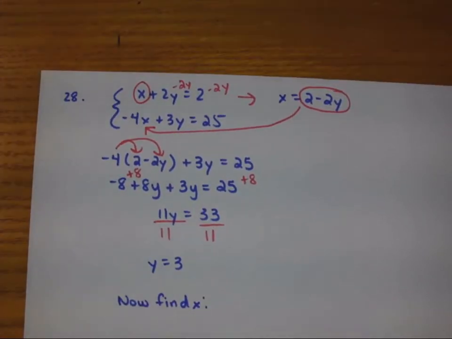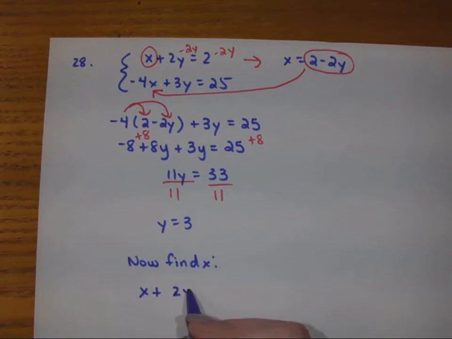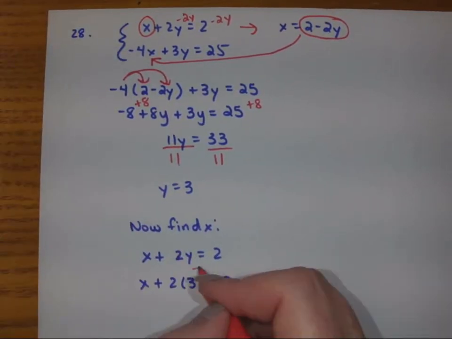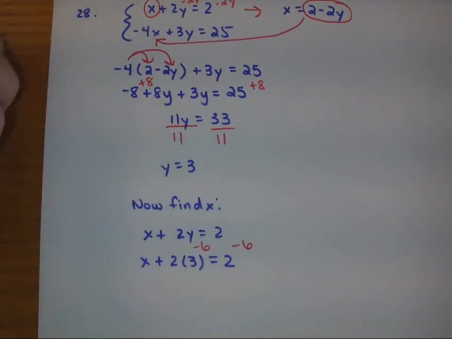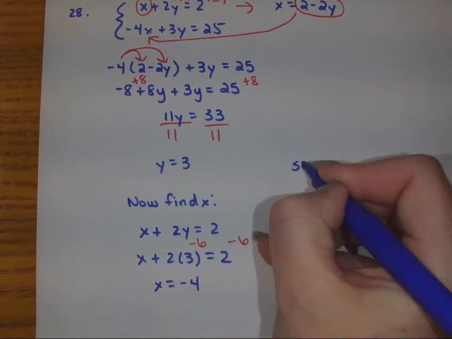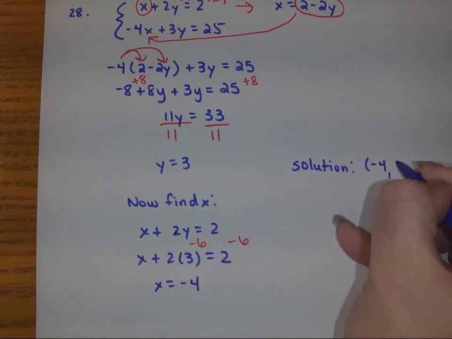And again, just pick the easiest of the two equations. So I'm going to pick x plus 2y equals 2. So it's going to be x plus 2 times 3 equals 2. So subtract 6 from both sides, watch your signs, but you'll get x equals negative 4. So the solution, make sure you always go x comma y, is negative 4, 3.